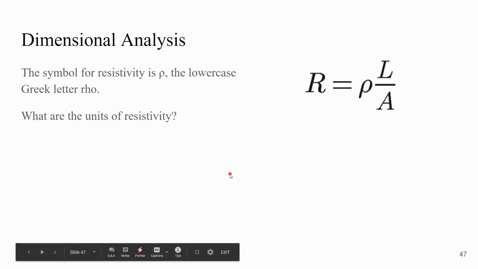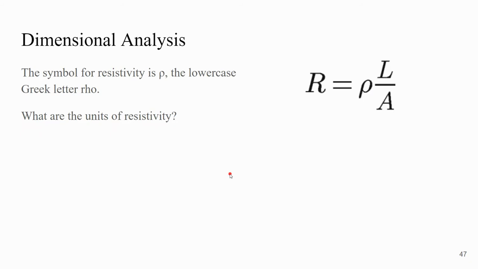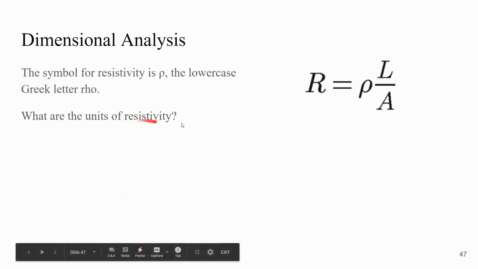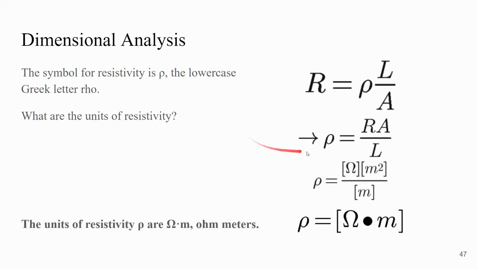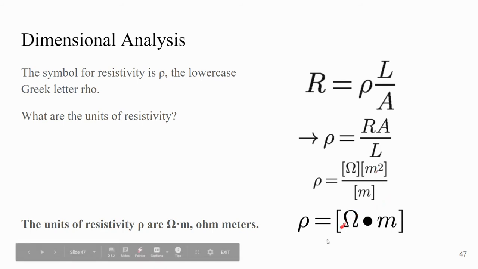So the symbol for resistivity is rho, the lowercase Greek letter rho. What are the units of resistivity? So this is a dimensional analysis thing. Basically, take this, solve it for rho. That's going to give you rho is equal to RA over L. And then again, the brackets indicate use the units. So if you plug in the units for these things, you get ohms times meters squared, because that's the unit of area, divided by meters. Well, one of these meters cancels, and you end up with units of resistivity of ohm meters.